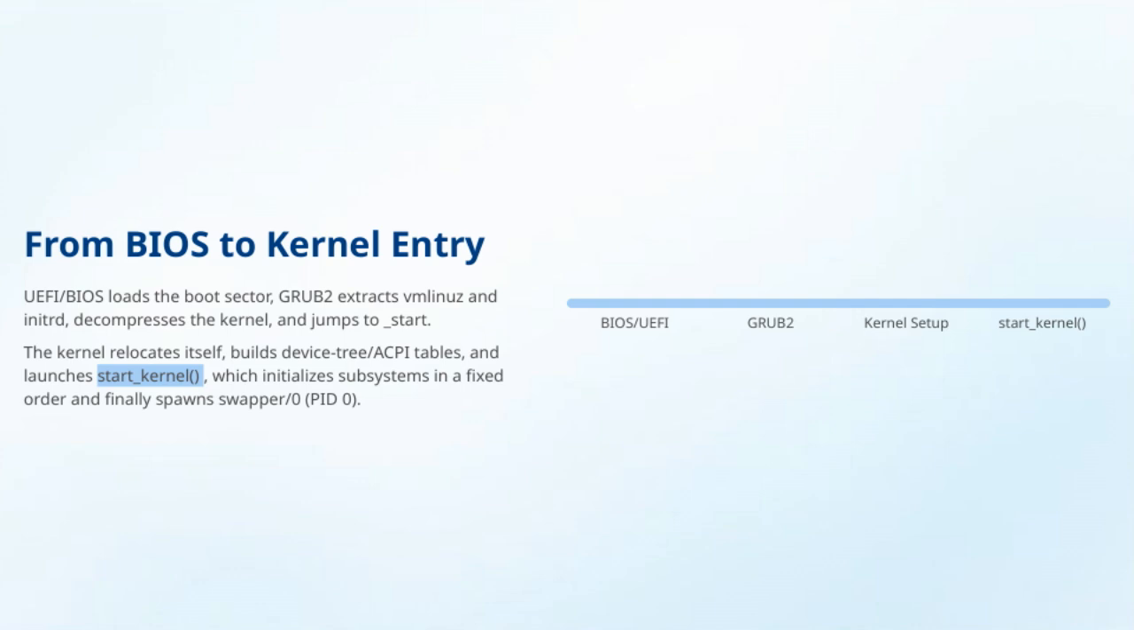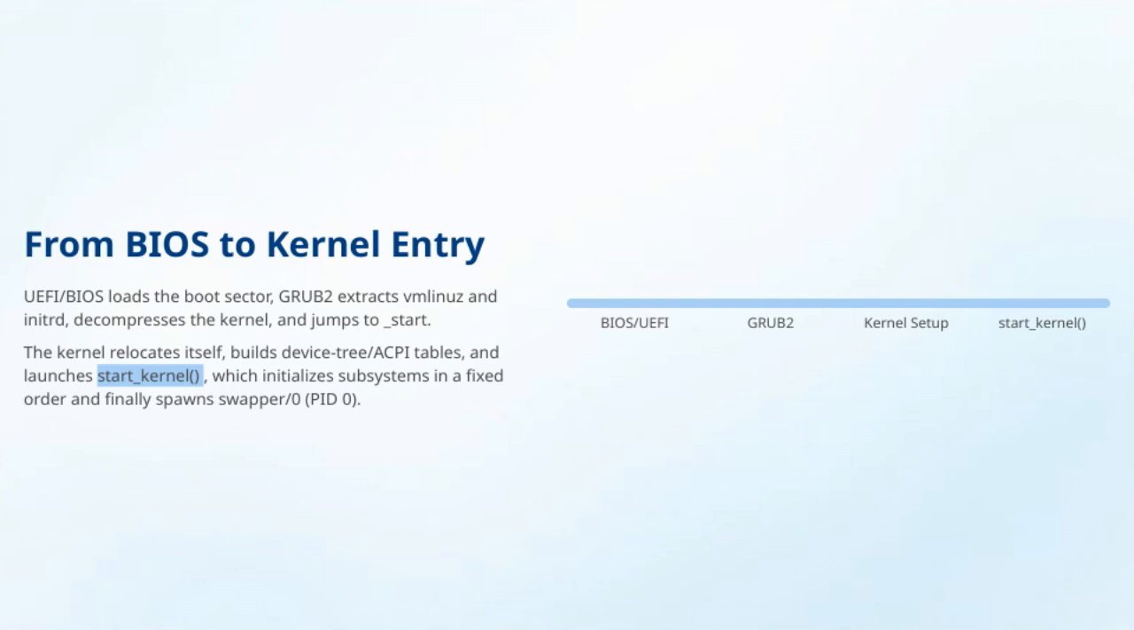It's a bootloader that extracts the kernel image, vmlinuz, and the initial RAM disk, or initrd. GRUB2 then decompresses the kernel, making it ready to run, and finally jumps to the kernel's entry point, which is the start function. Now, within the kernel itself, the first thing that happens is the relocation process.